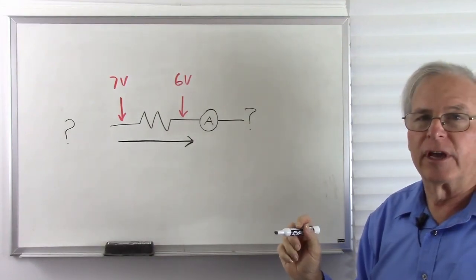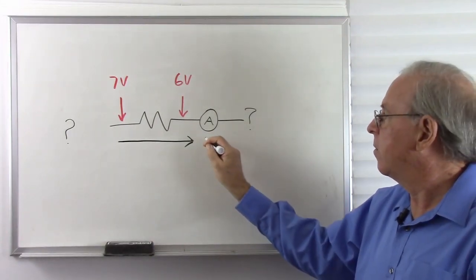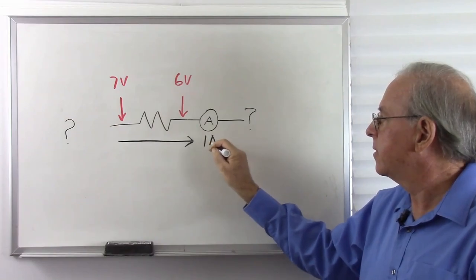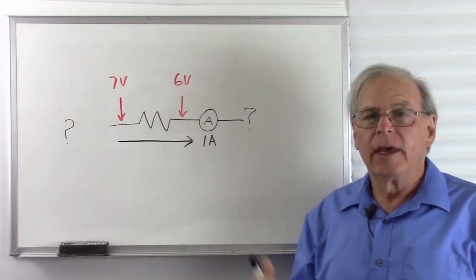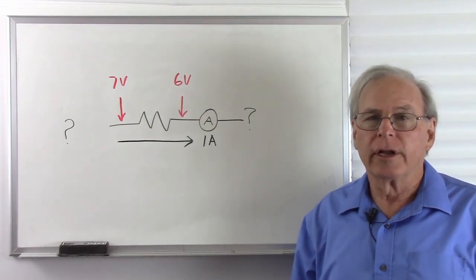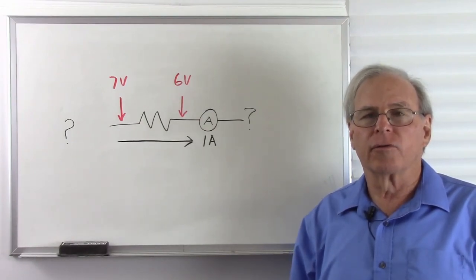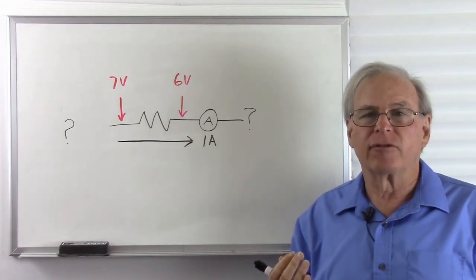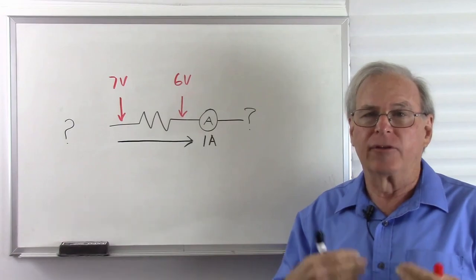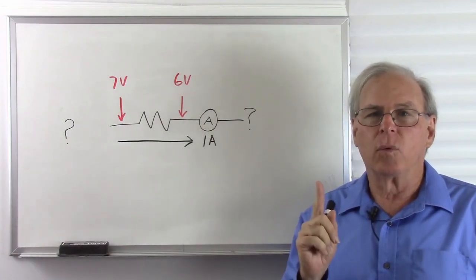Let's see what the current meter says. It says 1 amp. While we're here, let's define what an amp is. The ampere, or amp for short, is one of the easier quantities for us to wrap our minds around in electronics. All we do is count the number of electrons passing by in a second, and we get so many electrons per second, we have 1 amp.